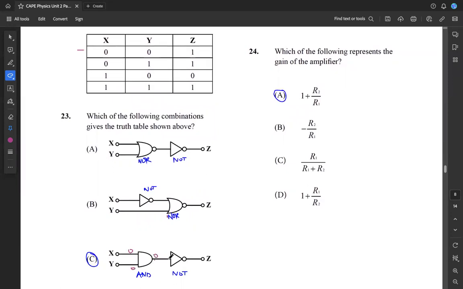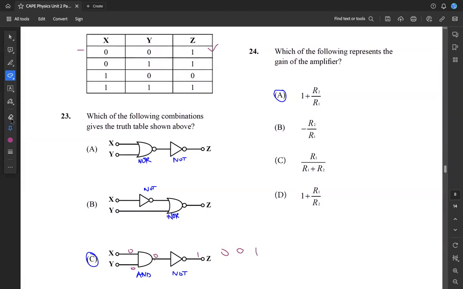Then that 0 is going to come into a NOT gate, which is an inverter. The NOT gate is just going to invert the 0 and I end up with 1 here. So my first row checks out, right? My input of 0 for X, 0 for Y, and I end up with 1. So that checks out. That's good.